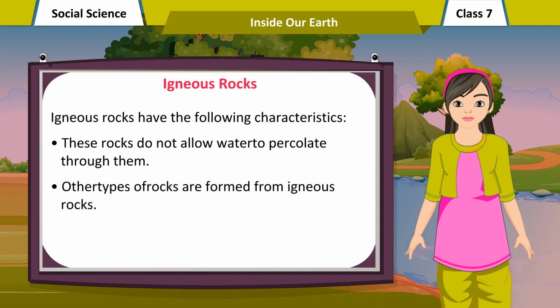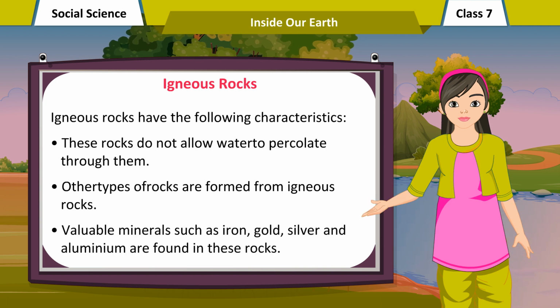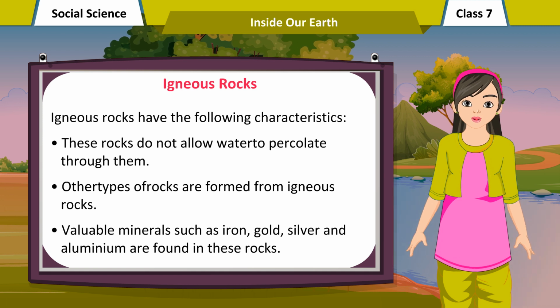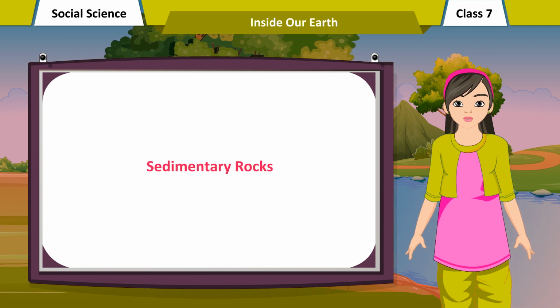Other types of rocks are formed from igneous rocks. Valuable minerals such as iron, gold, silver and aluminium are found in these rocks.